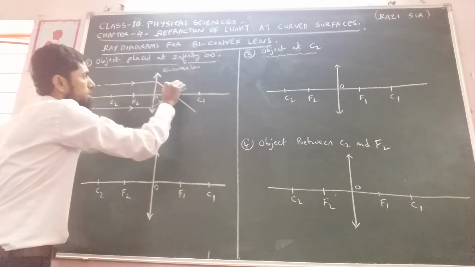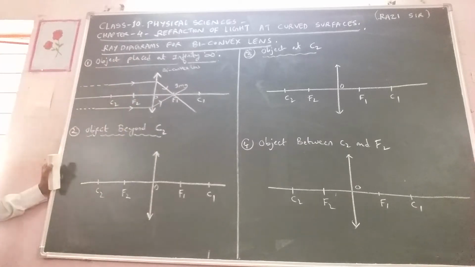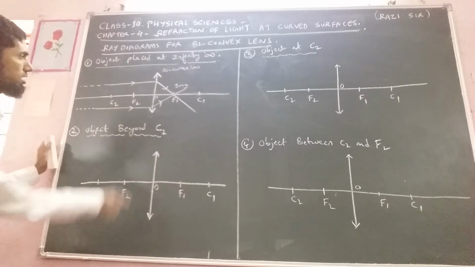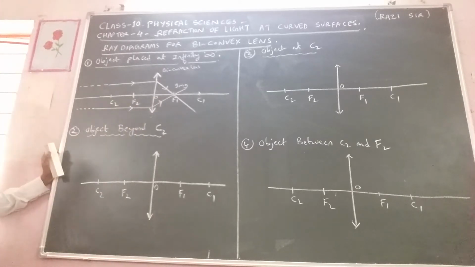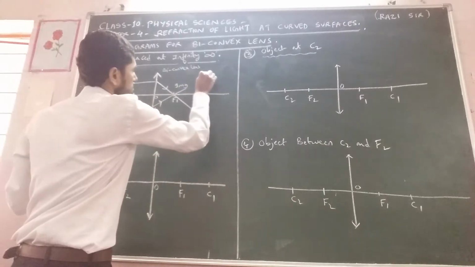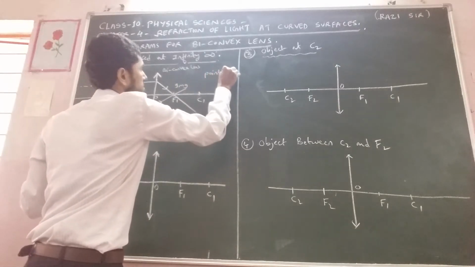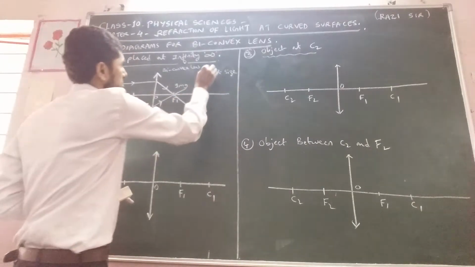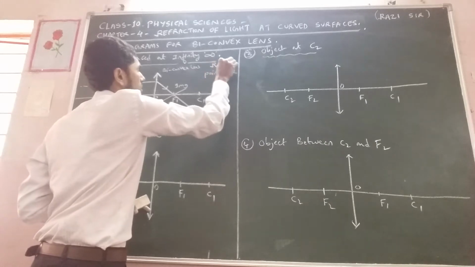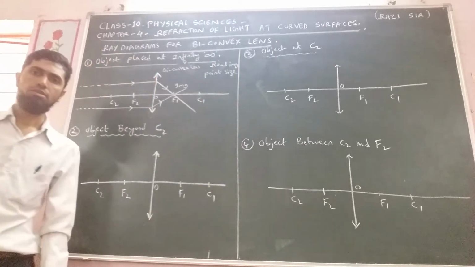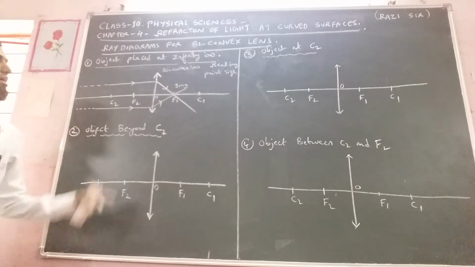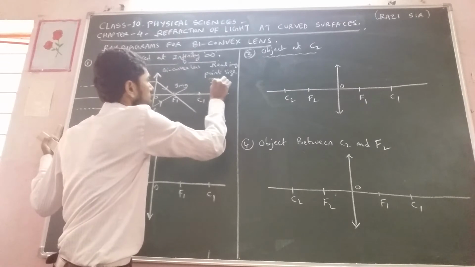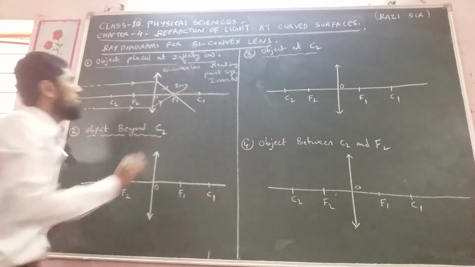So where do we get the image? At the focal point F1. So whenever the object is at infinity, the image formed is always a point size image. What are the characteristics of the image? It is a point size image. We are able to get the image on the screen, so this is a real image. Real image, point size image, and also an inverted image. Real, inverted and point size image.